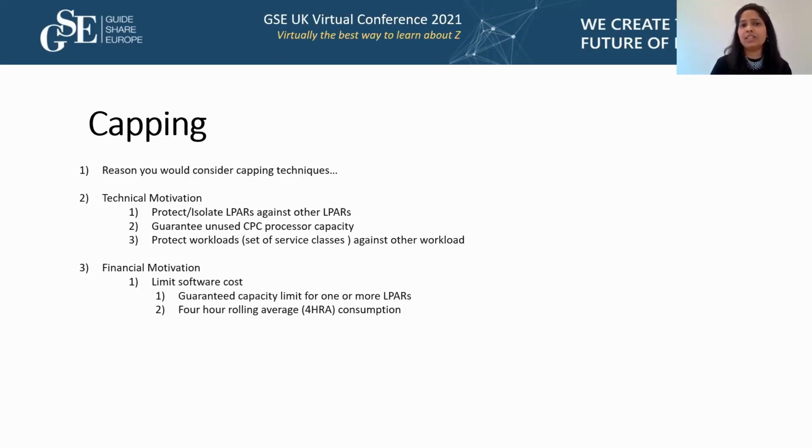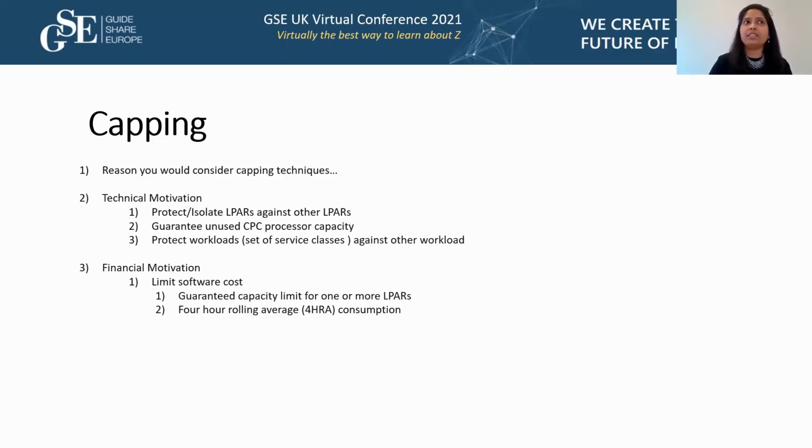The reason you could consider capping techniques is two-way. One is a technical motivation, another one is a financial motivation. When I discuss with the system programmer, they always talk about the technical motivation. They'll discuss with me like, my batch is consuming so much, can you recommend something in the resource group capping? Or my test system is taking all my production capacity, can you make an absolute capping at the test LPAR? This kind of talk I have with the system programmer. That's purely a technical motivation.